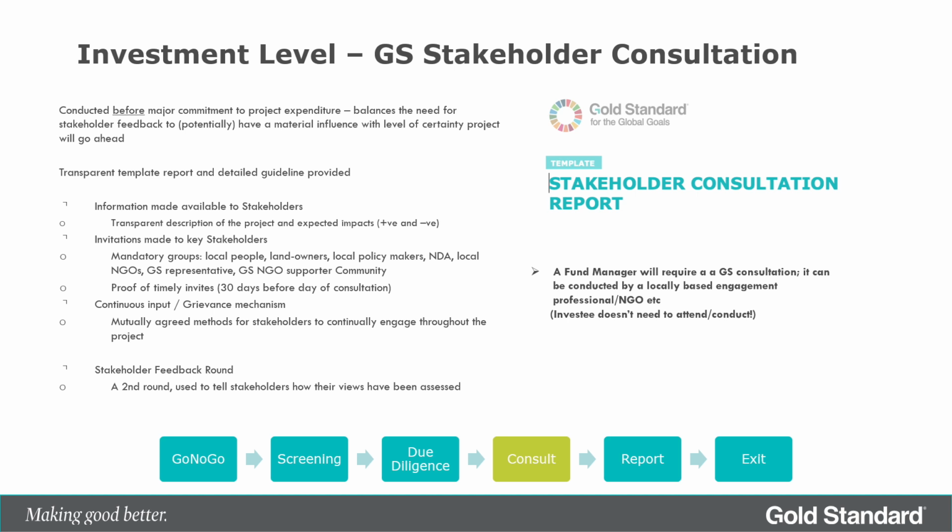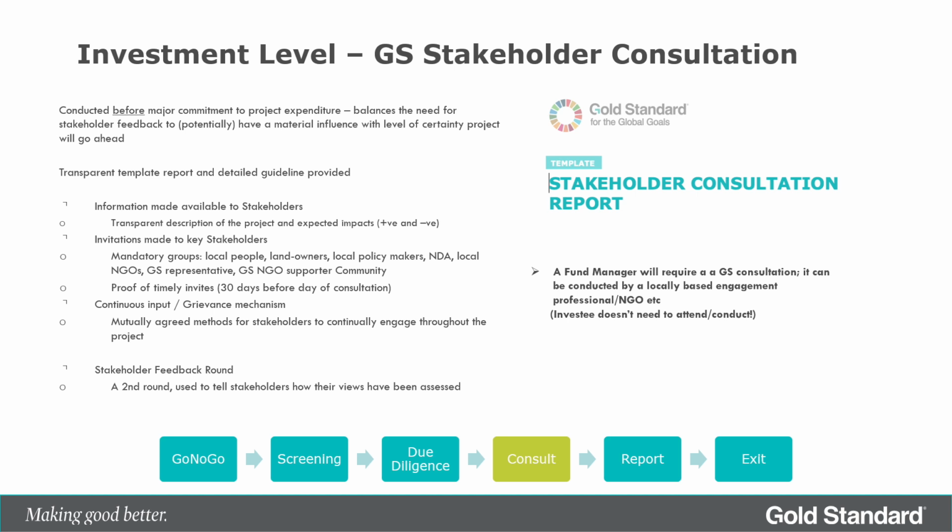The third part is continuous input and grievance mechanism. So this is what I mentioned earlier. This is the way that stakeholders can continually engage with the project throughout the project life. The grievance and input mechanism needs to be mutually agreed with the stakeholders at the consultation. For instance, if the way that people best access information is via WhatsApp, that's totally fine as a grievance mechanism. If in rural locations, perhaps there is a logbook based in the village development office, and that is the preferred way to engage, that is also okay. It just needs to be agreed with stakeholders.